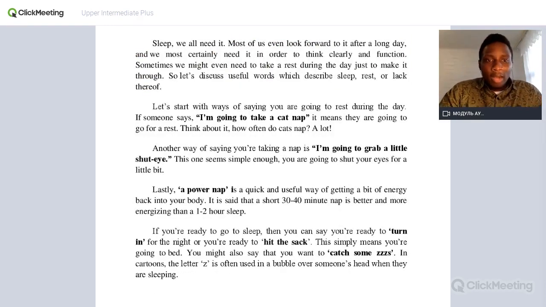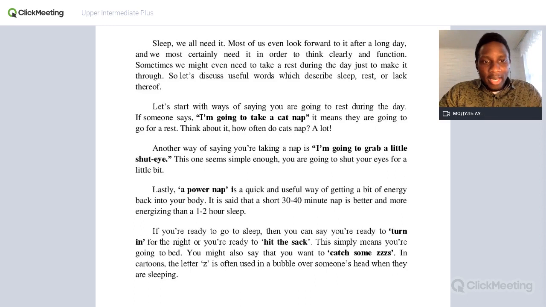We have, when you're ready to go to sleep, you can also say you're ready to turn in for the night, or you're ready to hit the sack. Hit the sack or turn in for the night, as you can see here, simply means you're going to bed. And you might also say you want to catch some zzz. But the ones that are easier to say are turn in for the night or hit the sack.